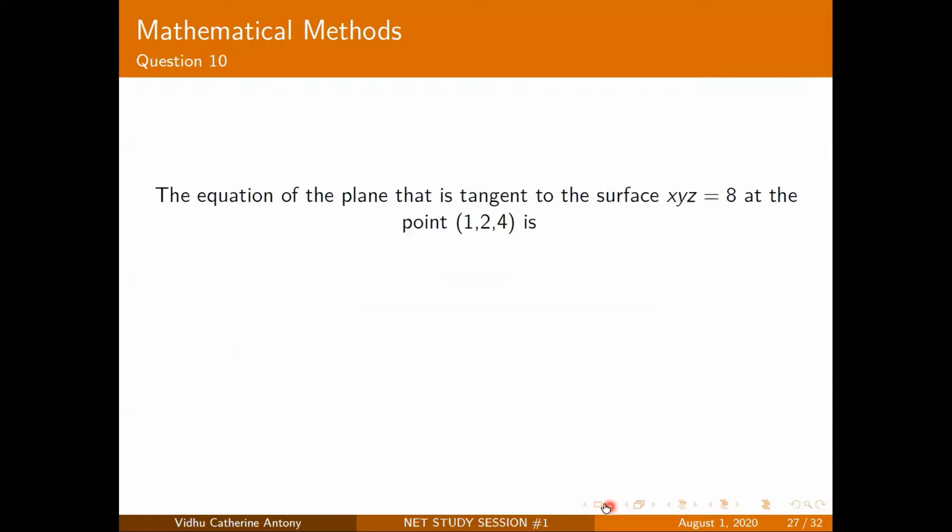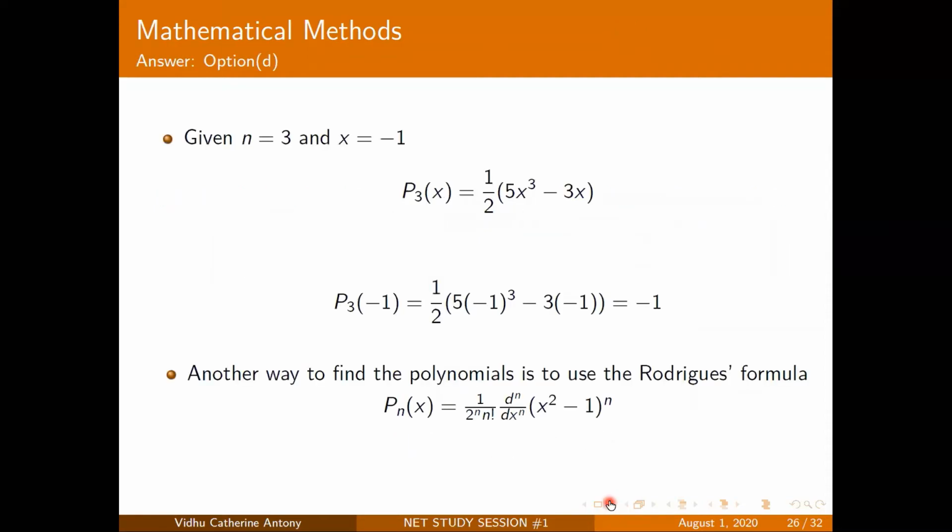So let's move on to the last question. I'd like to show you how this surface looks later on. For now let's just focus on what we have. The equation of the plane that is tangent to the surface xyz is equal to 8 at the point 1, 2, 3, 4 is. Let me just move on.